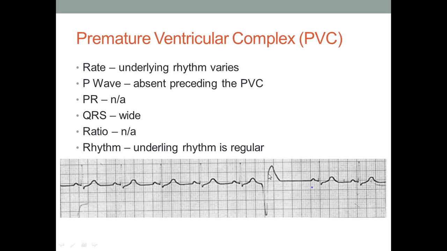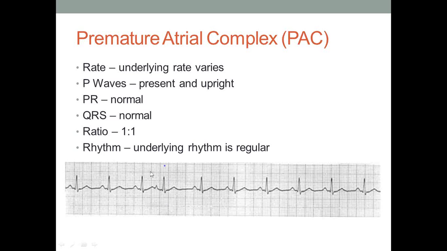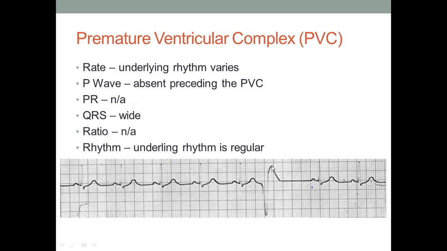Anytime we have a wide QRS complex, we know that that electrical impulse has originated from the ventricles. Because this QRS complex is wide, it's originating in the ventricles, and for that reason we're going to call this a premature ventricular complex. The narrow one that we talked about earlier is a PAC, because it's narrow and originates in the atria. This one is wide and originates in the ventricles, so we're going to call this a PVC. Again, everything else is normal except for this one beat. Okay, take your time, go through your steps here.